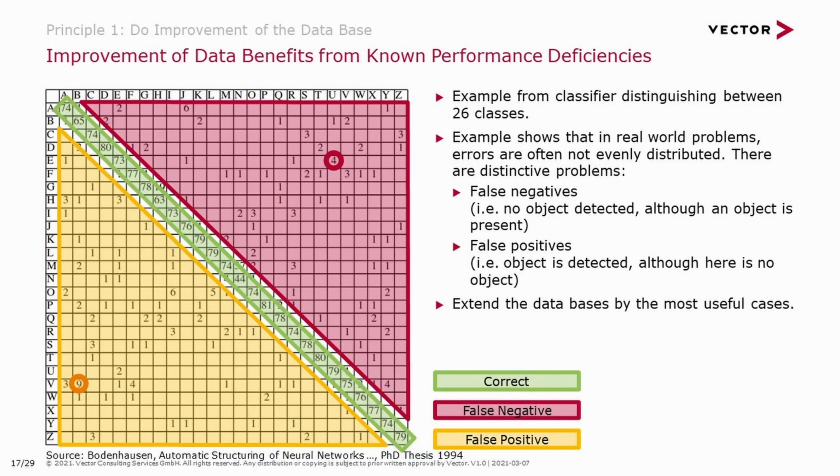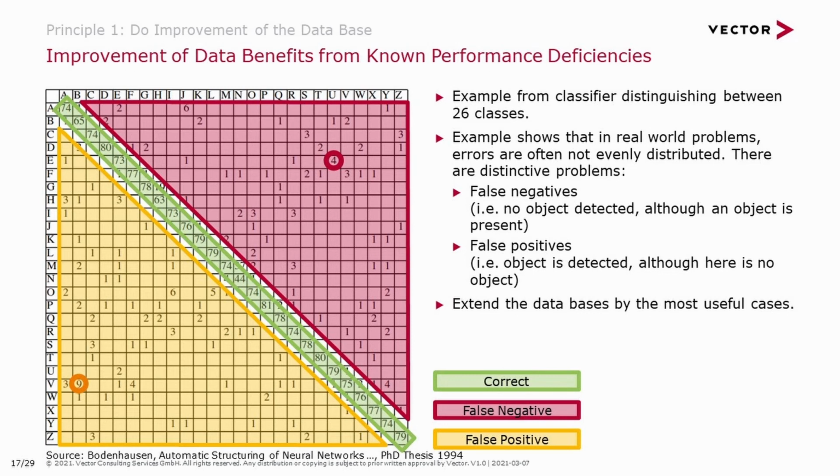So how do we do it? What happens in these learning systems? I brought you an example from a classifier distinguishing 26 classes. This is a confusion matrix. In the diagonal you see the correct cases, so class A is detected as class A. Outside of this diagonal you have the false positives and the false negatives.